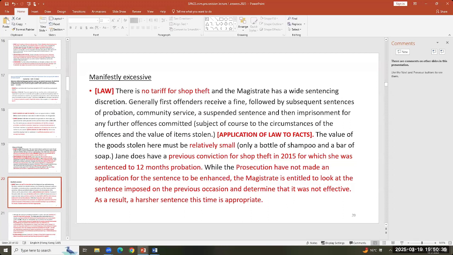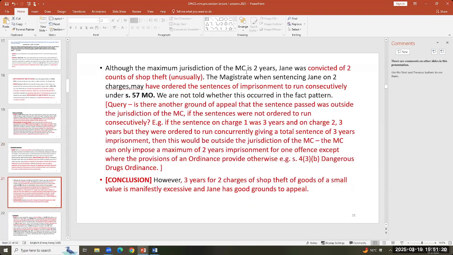Now, there's no tariff, but remember that in sentencing, the court is going to look at the circumstances of the offense, how serious it is, what's happened before. So we would expect generally that we work up the sentencing ladder of fine, probation, community service, suspended sentence, short period of imprisonment, and then the imprisonment gets longer. Maybe if they're a young offender too, we factor in training center, rehabilitation center, okay? So here, it is relevant that she was previously sentenced to 12 months probation. The magistrate can look at that and impose a harsher sentence second time round, but it seems to be manifestly excessive to impose 3 years.